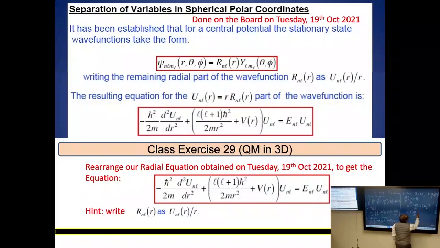Which gives me r to the negative 1 du dr, minus. You see it now? The minus comes here, since d dx of x to the n is n x to the n minus 1. So minus 1 minus 1 is minus 2. And there is our u over r squared. Is that clear now?